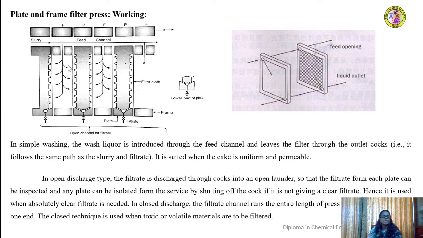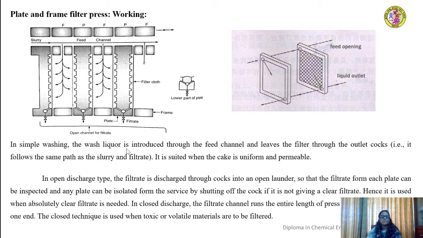Okay, so the washing of cake carried out in this type of plate and frame filter press is a simple washing. We call this simple washing because the washing taking place here is not an effective one. That is because the liquid that enters the space cannot pass through the entire cake bed thickness. So, in that way, the washing of the cake is imperfect in this type of filter press. Such type of washing is called simple washing.